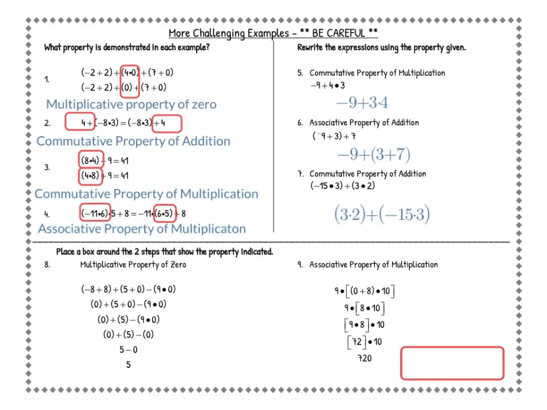Now the last two tell us to place a box around the two steps that show the property indicated: the multiplicative property of 0 and the associative property of multiplication. I want you to try these two on your own. You're going to pause the video now and then press play again to see if you are right.